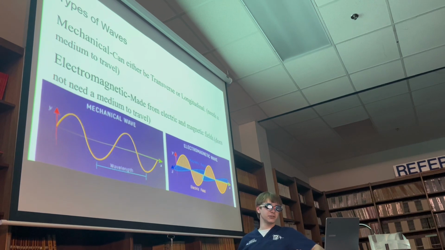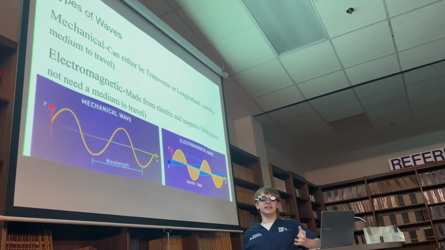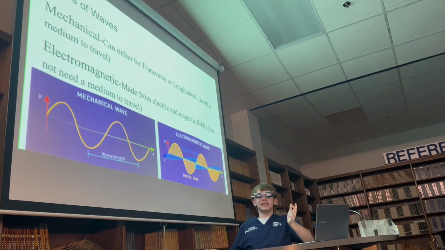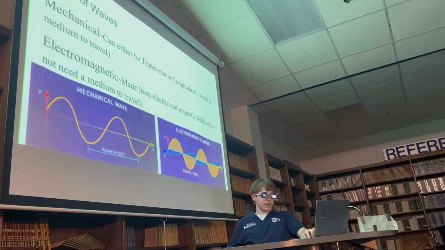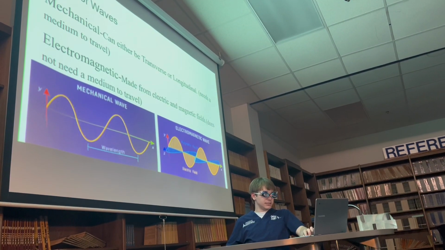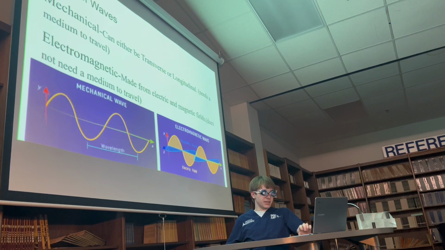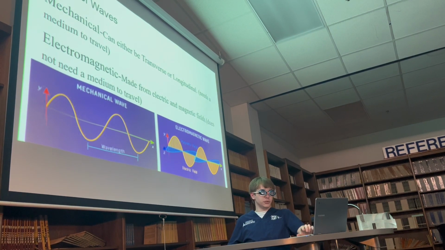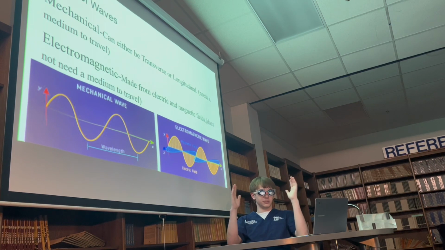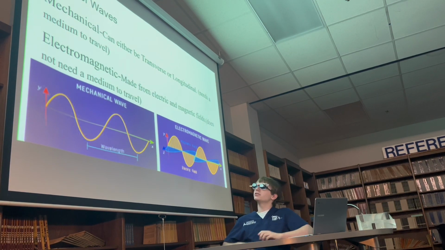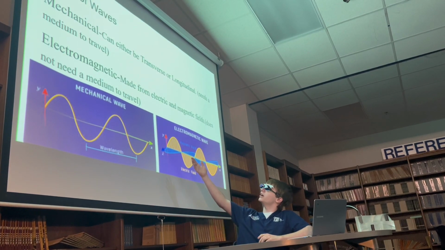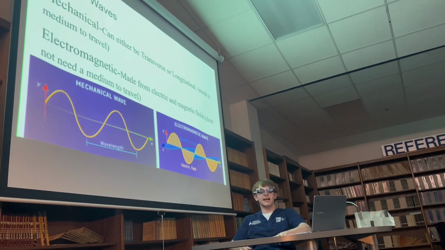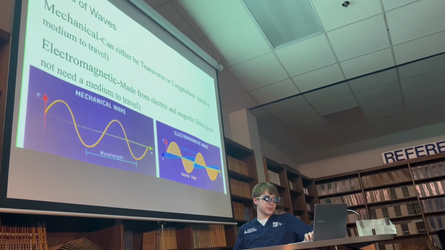We have mechanical waves, which need a medium to travel through, and which can be either transverse or longitudinal. When it comes to transverse, the waves almost look like hills with valleys, whereas longitudinal waves look like compressing lines on each other. There's also electromagnetic waves made from electric and magnetic fields. They, however, do not need a medium to travel through.